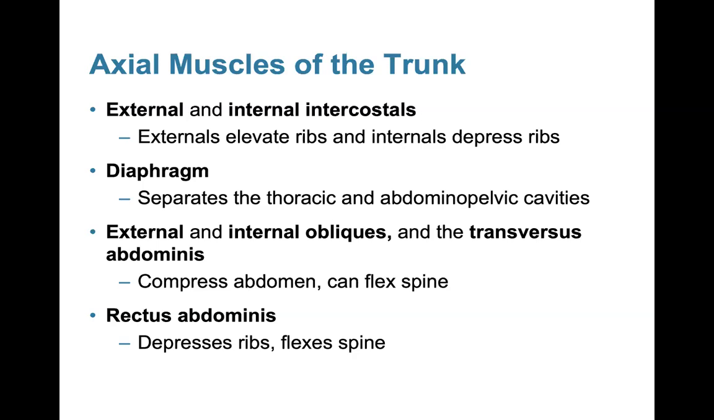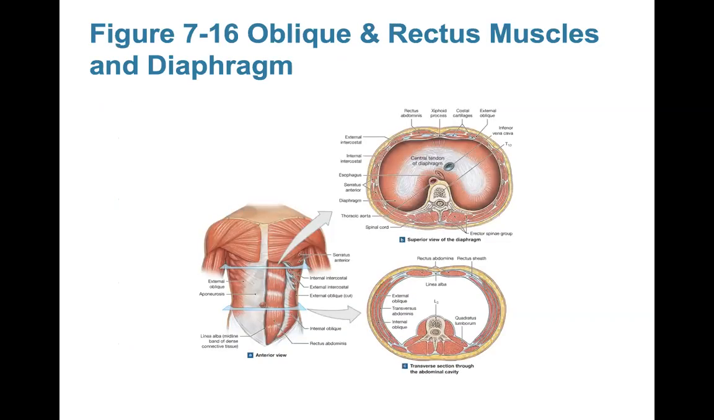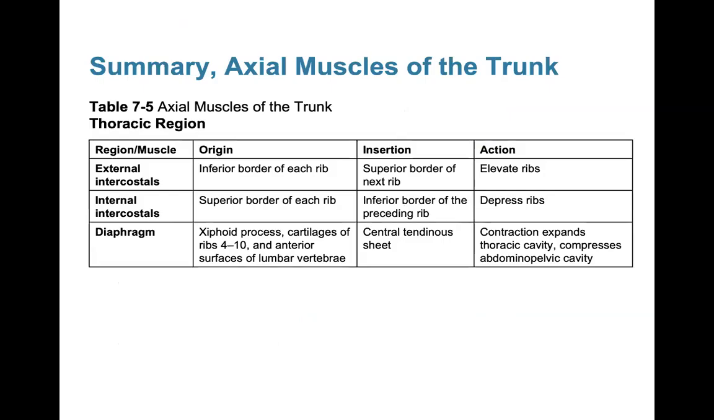You then have the external and internal obliques and transverse abdominis. These will compress the abdomen, and they can also help to flex the spine. And the rectus abdominis will depress the ribs and flex the spine. And here you can see these muscles. And let's look at these guys again.